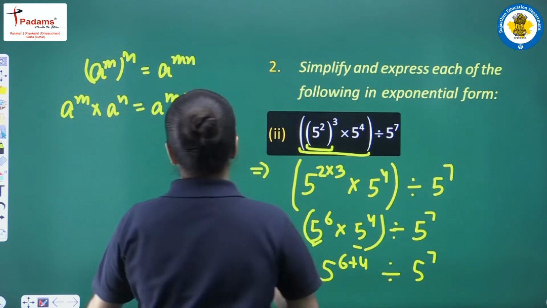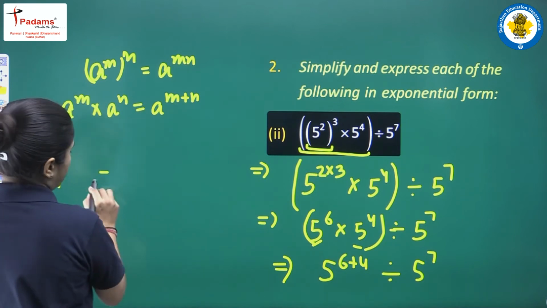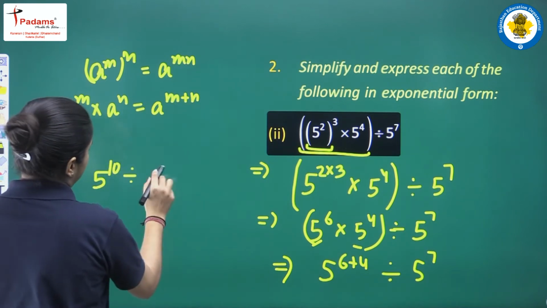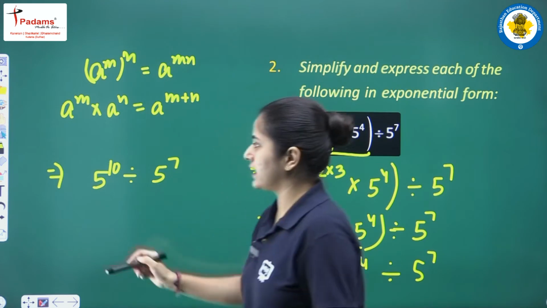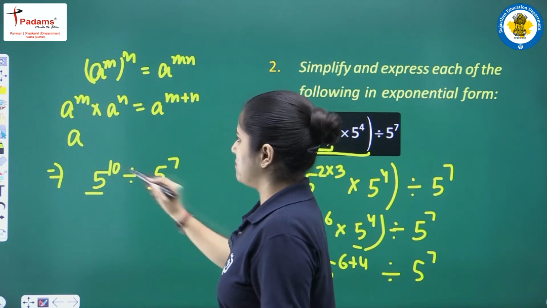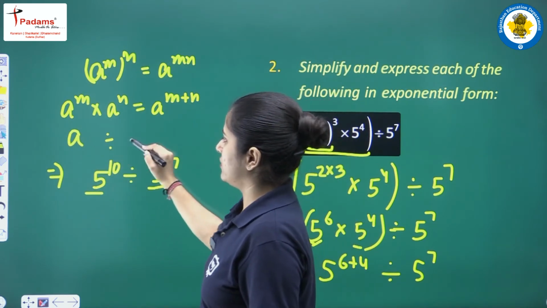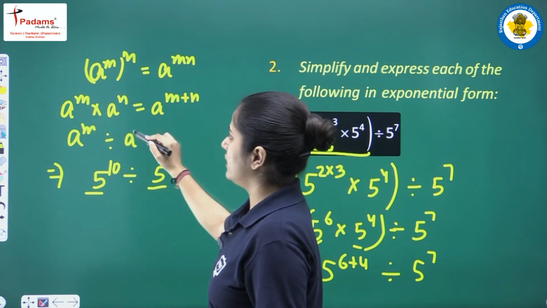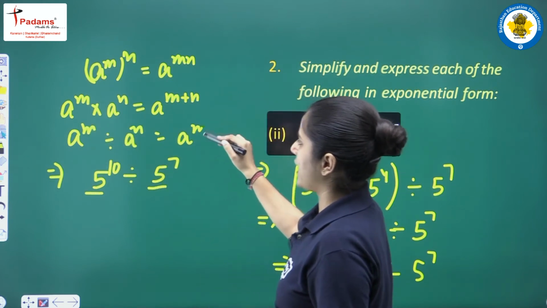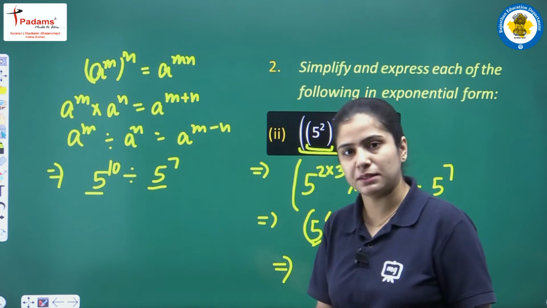Now division is there students, right? So have a look. 5 raised to power 10 divided by 5 raised to power 7. Okay, we have come this far. Now if the base is same and division is there, then the formula is m minus n. Okay, we subtract the powers.